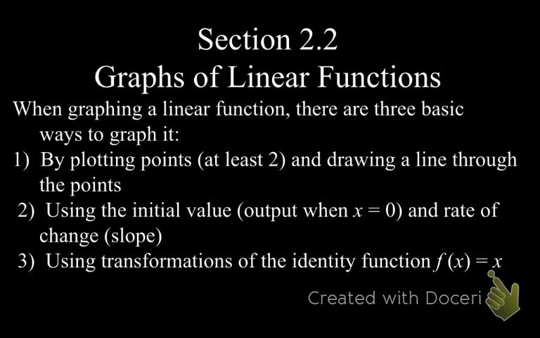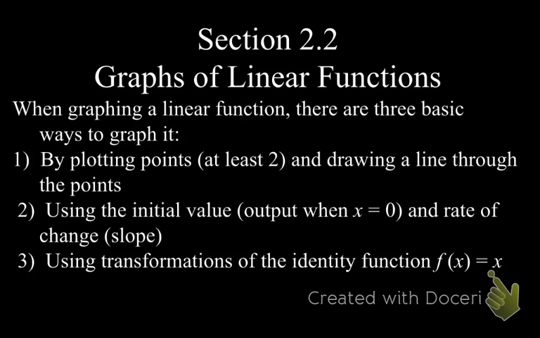The first way is by plotting points, and if we're going to plot points, we would use a t-chart, and we would have to plot at least 2 points to make our line. As long as you've got at least 2 points, you could draw the line through it. When I'm doing it, I will do at least 3 just to make sure that we didn't accidentally make a mistake. But as long as you've got at least 2, you can draw your line through those points, and as long as those points are correct, your line should be fine.